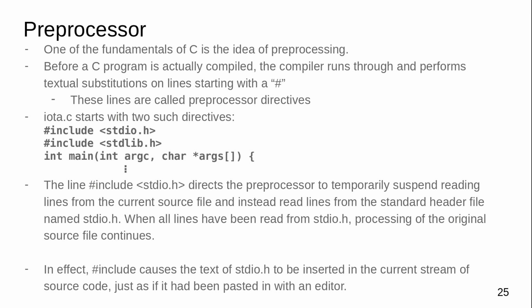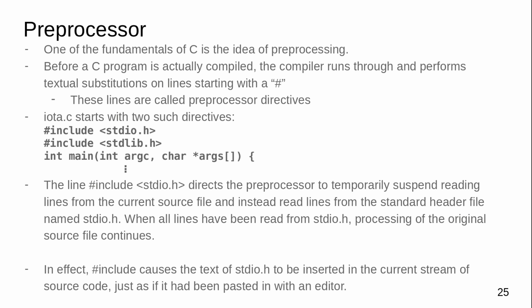So the line #include standard io.h directs the preprocessor to temporarily suspend reading lines from the current source file. What it does is it goes and opens up that file that it's directed to, and it starts to read those lines in the header file, and it substitutes them into the current source file that it was reading. So when all the lines have been read from standard io.h, processing of the original source file continues.